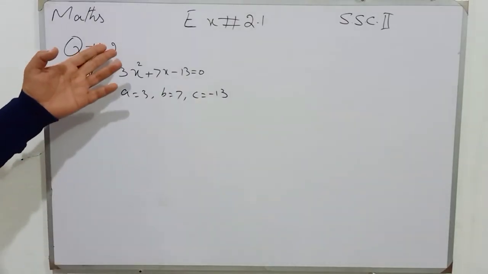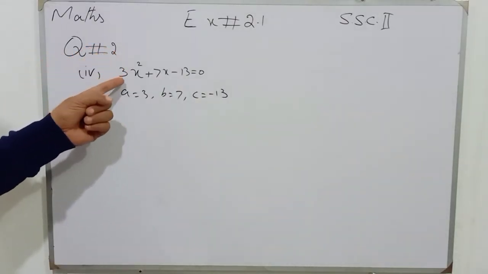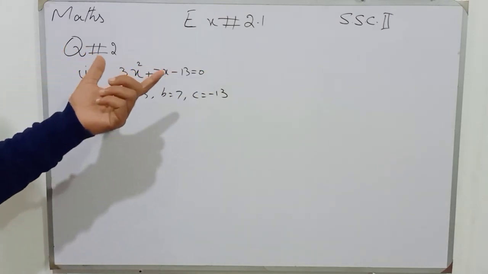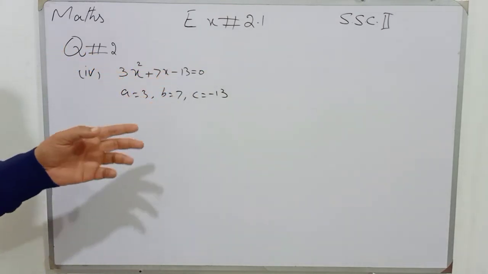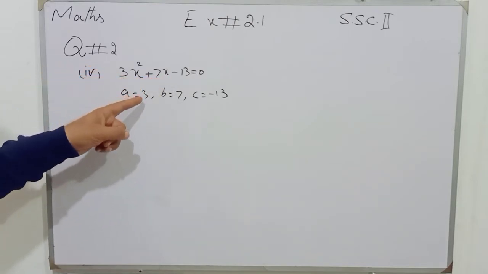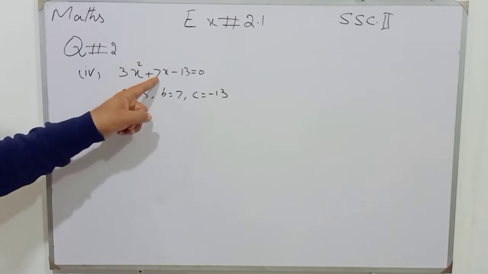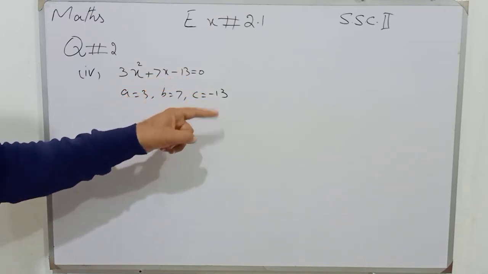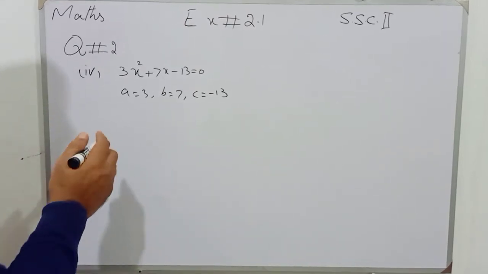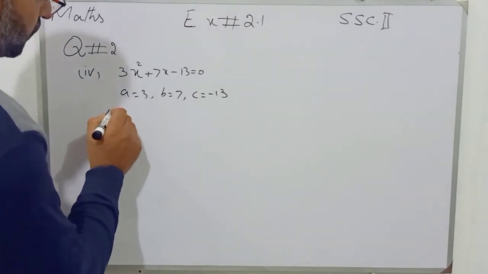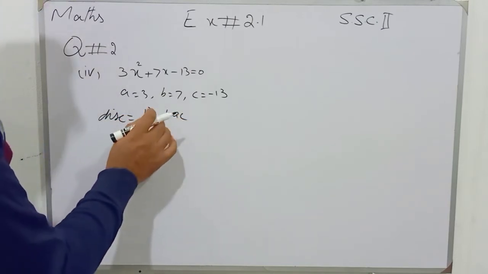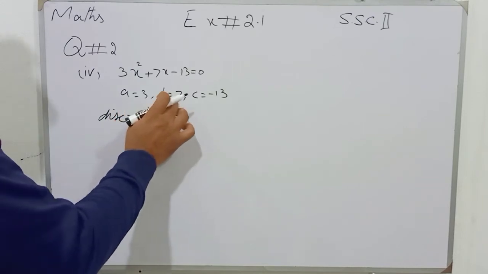Students, the fourth part of the second question is 3x square plus 7x minus 13 is equal to 0. First we have to find the nature of the roots and then verify. According to the standard form of the quadratic equation, the value of A is 3, the value of B is 7 and the value of C is minus 13. And we have to find the discriminant for finding out the nature of the roots, and the discriminant is equal to b square minus 4ac. Now I will replace the values of A, B and C, and the value of B is 7.